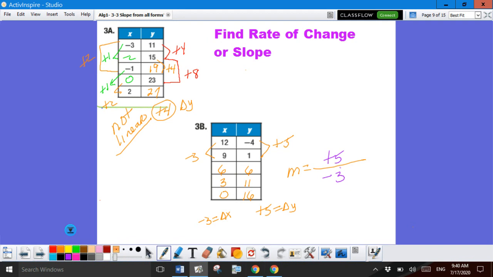I do not stop here, because when I simplify fractions, remember the negatives need to go to the top. So the slope is actually negative 5 thirds, not positive 5 over negative 3. Move that negative to the top. We know that that is important because that tells me whether I'm going up or I'm going down.